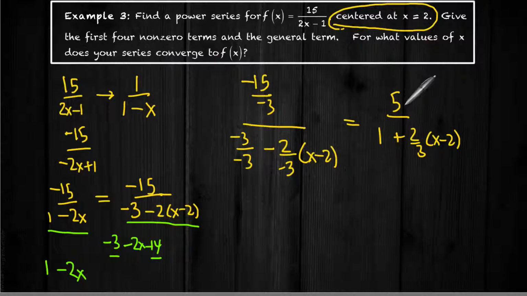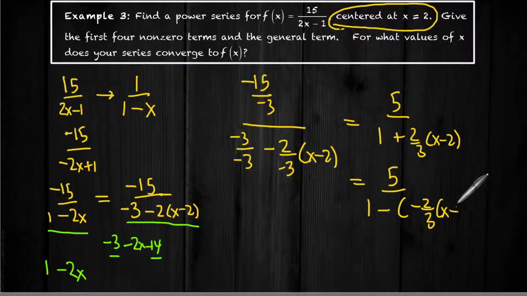We've got a constant on the top. We've got a 1 here. And we've got our x minus 2, which is our center. Now we need to manipulate this plus to get it to be a minus. Well, we've seen that before in the first example, and that's going to be 5 over 1 minus a -2 over 3 times x minus 2. So our A1 is 5 and our R is negative 2/3 times x minus 2.